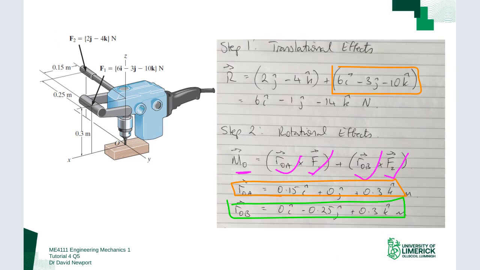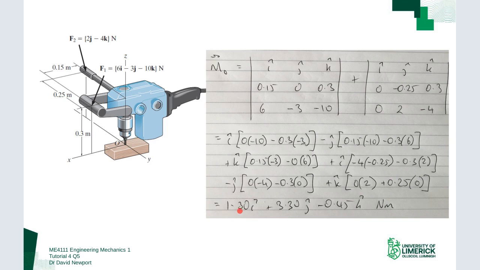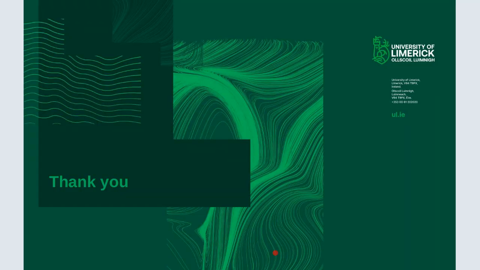Okay, so my answer then is my resultant force, 6 i hat minus 1 j hat minus 14 k hat newtons at point O. And my moment is 1.3 i hat plus 3.3 j hat minus 0.45 k hat newton meters. Okay, that concludes that question. I hope you found it useful, and we'll see you.